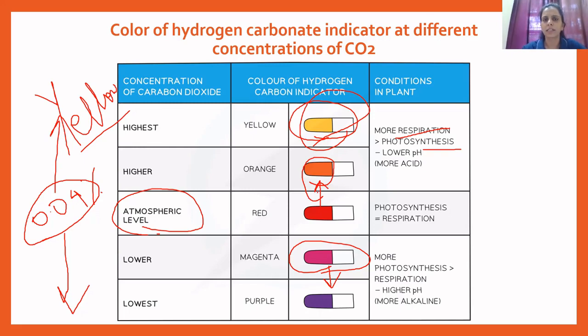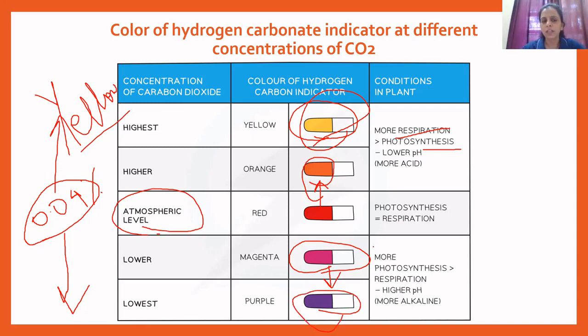Remember, this is how the hydrogen carbonate indicator helps us understand the concentration of carbon dioxide gas in any aquatic solution. When the carbon dioxide concentration is equivalent to that in the atmosphere, the color of the indicator would be red or orange. If the carbon dioxide concentration increases above atmospheric level, the color would be yellow. If it decreases below atmospheric level, the color would first change from red to magenta and then finally to purple.